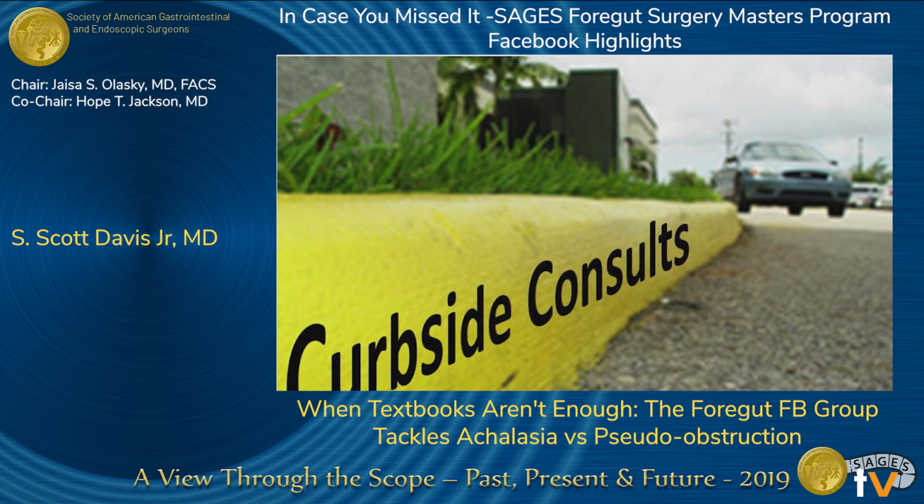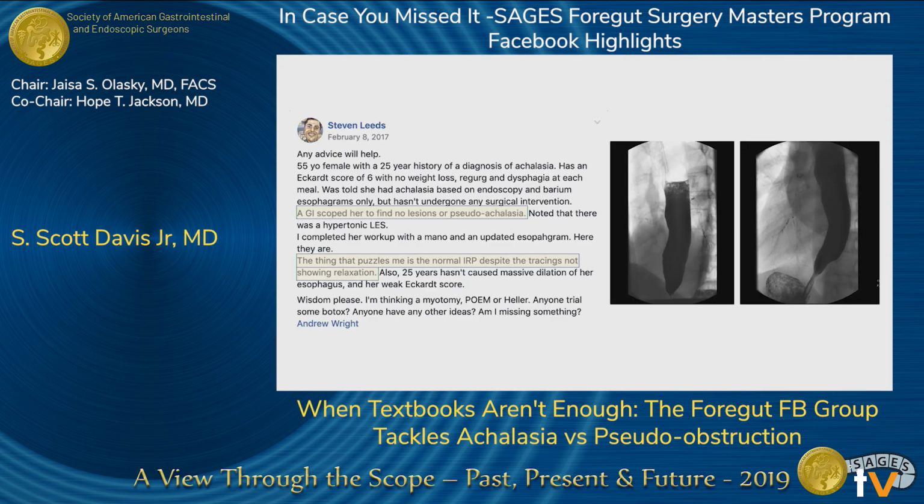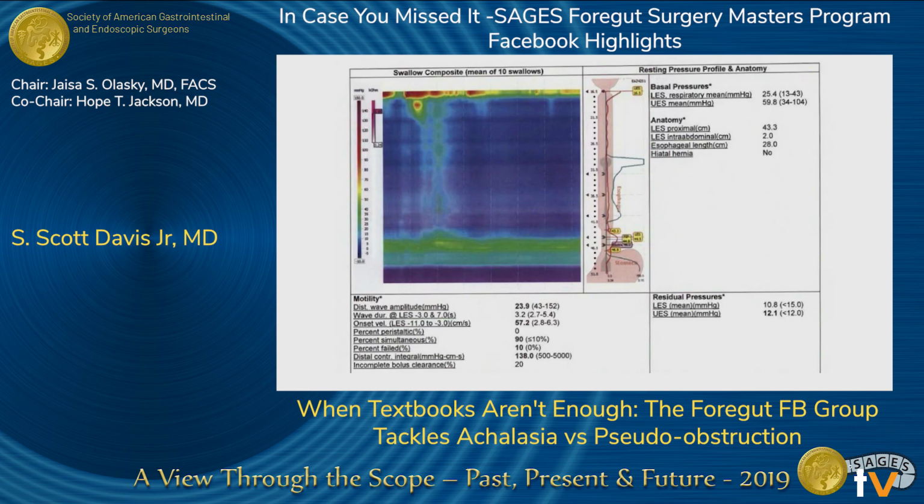It's really fairly phenomenal. So Stephen Leeds put up this post of a patient with long-standing diagnosis of achalasia. The GI has scoped her and ruled out lesions, and he's puzzled because the IRP in this patient is normal. He does say that the tracings don't show relaxation, but then when he puts the tracings up, we can see the lower esophageal pressure is 25 up on the top right. It goes to a mean pressure of 10, so I thought this relaxed, but I think what he meant was that if you look at the actual tracings in the color graph, it doesn't appear like the LES is relaxing.